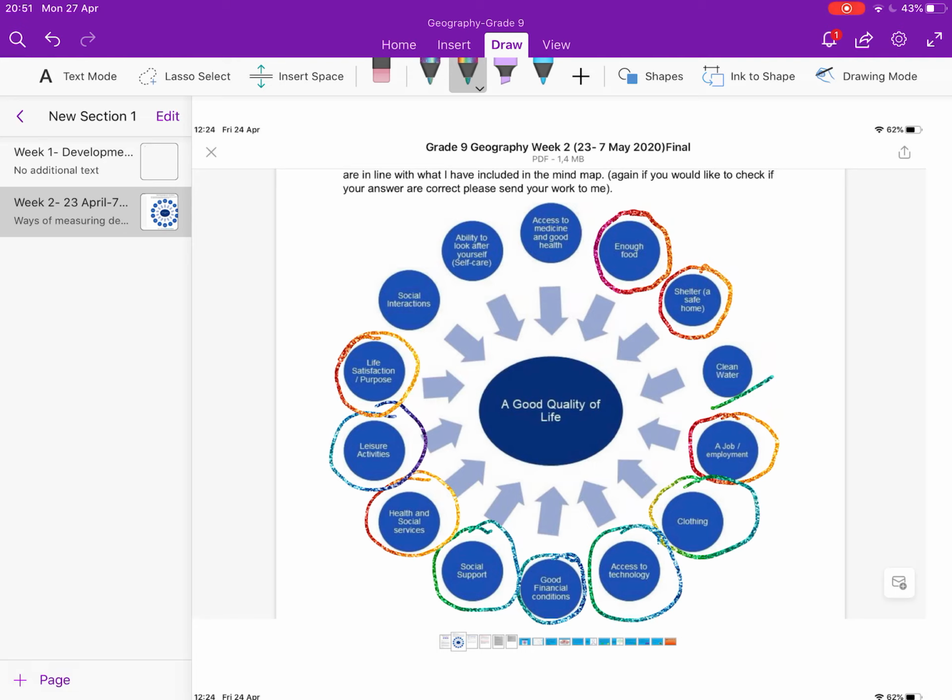Then we need life satisfaction and purpose. You want to live your life with a purpose, and through that you will get satisfaction for your life. Social interactions, something we miss so much during this time, which is relationships that we build with our friends and our family.